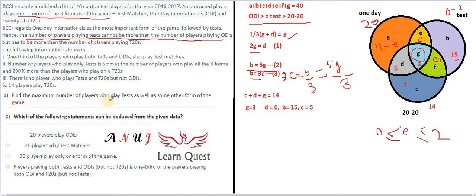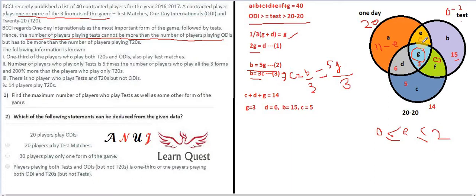Find the maximum number of players who play tests as well as some other form of the game. Test, B is playing only test, so we won't consider B. So test and other forms of the game means they are asking the value of E plus G plus F, maximum. Since F is 0, remove it.